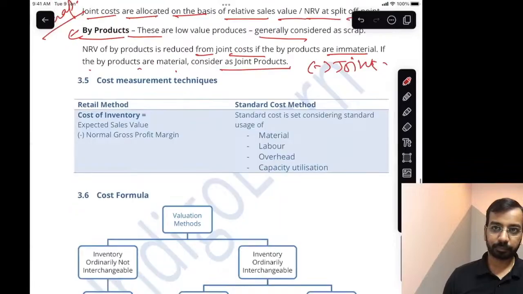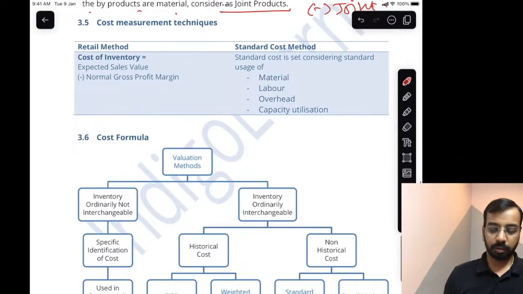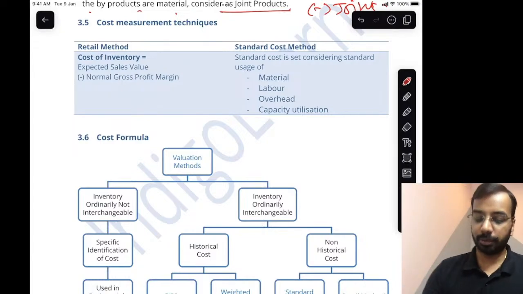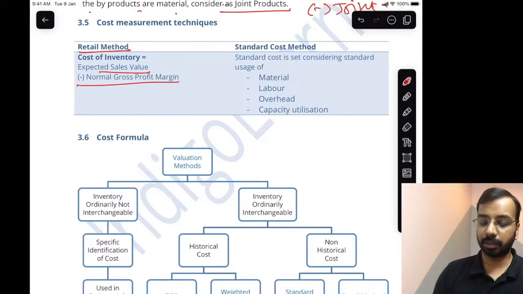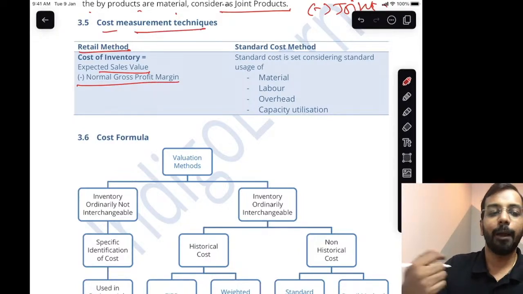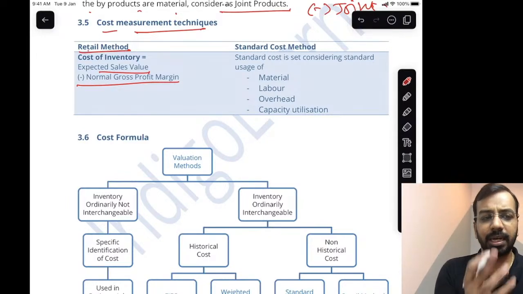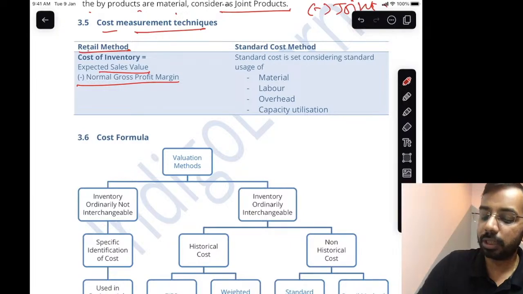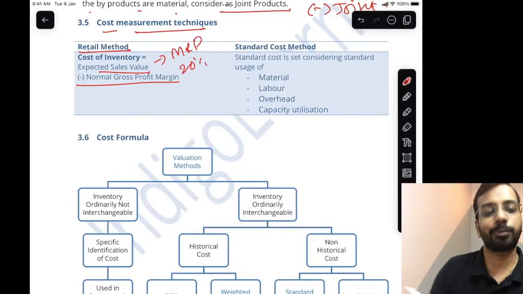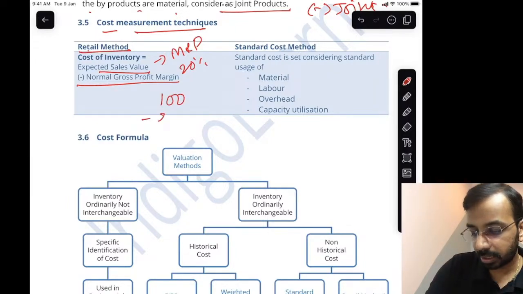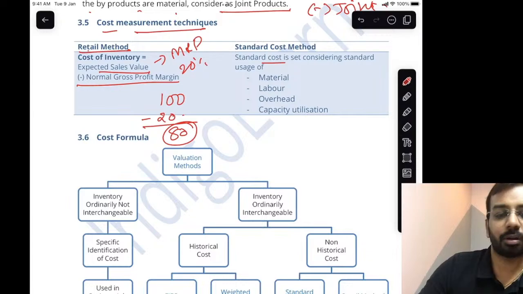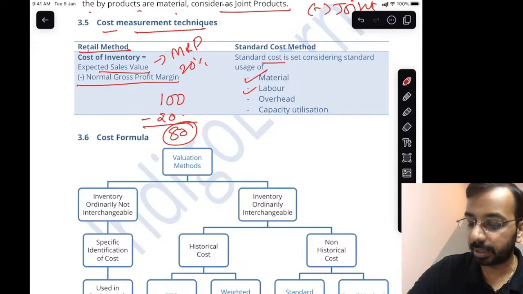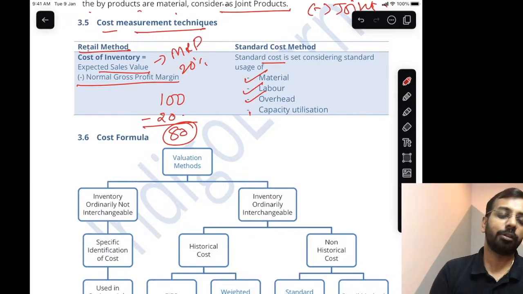Okay. Now, once they had asked a question based on this also, retail method, that is expected sales value minus normal gross profit margin. So how do we measure the cost? If you have lots of inventory, let us say you're looking at a departmental store, so there what you will do, you find out what is the MRP, for example, and let us say your normal gross profit margin is 20%. So 100 minus 20 rupees, 80 becomes my cost. Simple calculation. Or you can also use the standard cost method that you would have learned in costing to calculate the value of material, labor, overhead, and based on the capacity utilization.